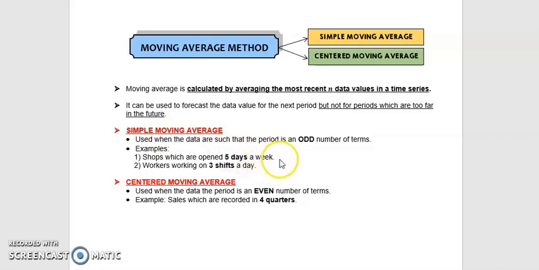Later on, I will explain in detail. Okay, second one, maybe workers working on 3 shifts a day. So 3 shifts, odd number. So if you have an odd number like this, or odd number of times, then use simple moving average.